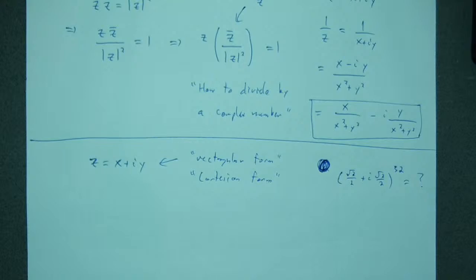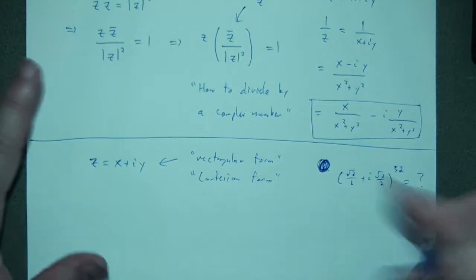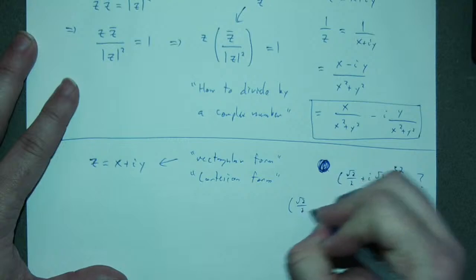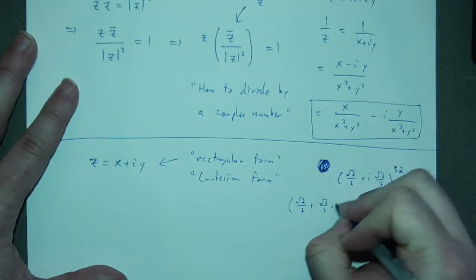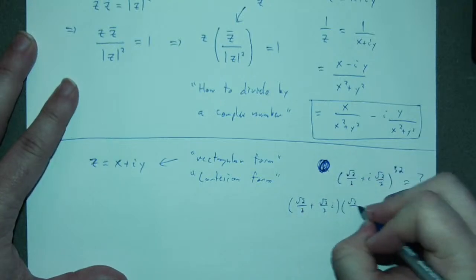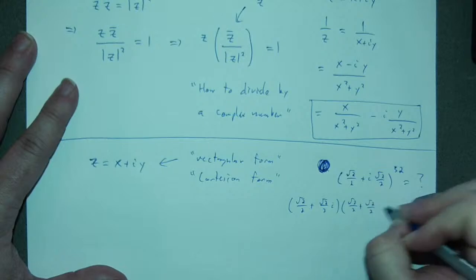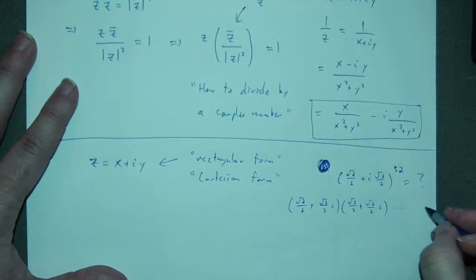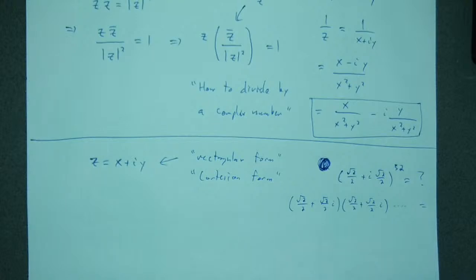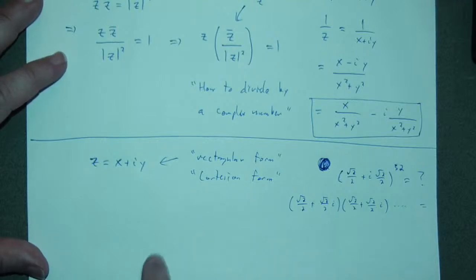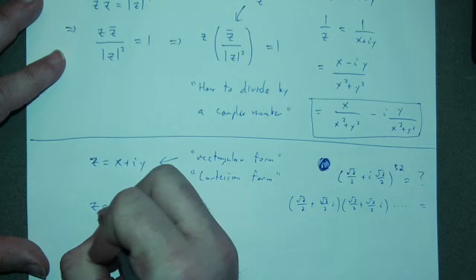That would be pretty annoying to do brute force, because think about it. I would write this thing out 32 times, and I would distribute that, right? I would do it pair by pair, foiling if you like. It would be a real nightmare, okay? So it turns out that there is a better form for this kind of thing, and it's called polar form.